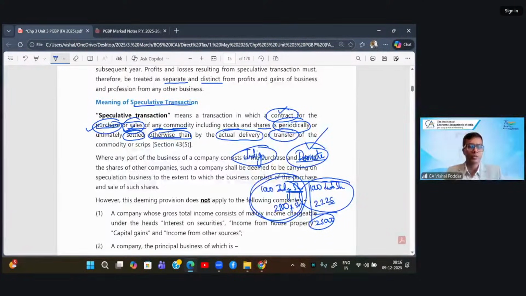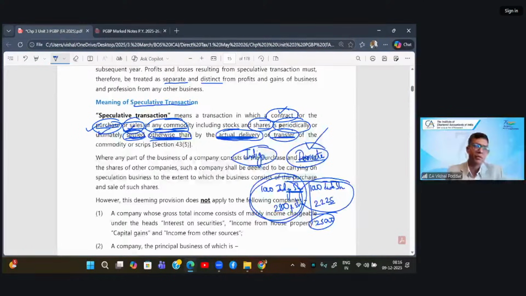This is a purchase-sale transaction of any commodity. Right now the example is of shares, which is settled without actual delivery or actual transfer of these shares. I neither actually purchased them, nor actually sold them. It is done only by a debit credit entry. In your FM subject at the final level, you will study these concepts in more detail.